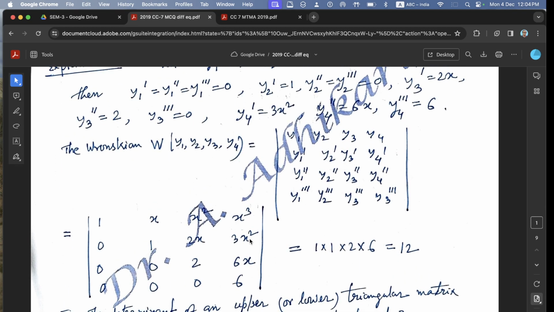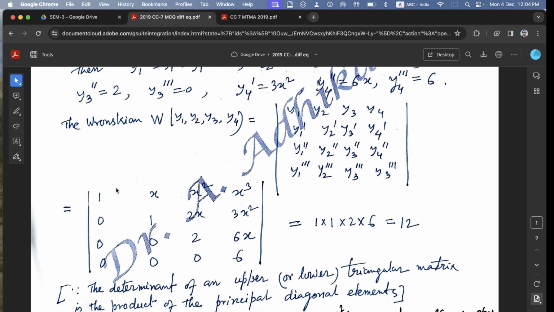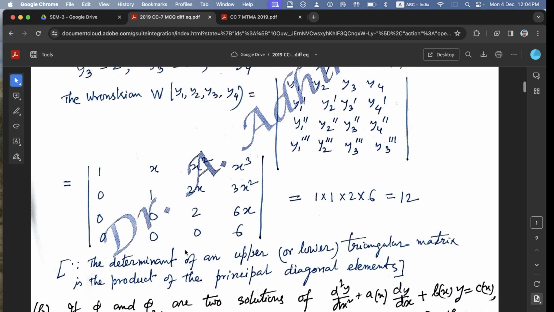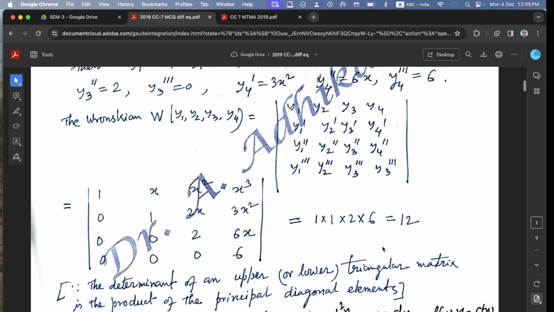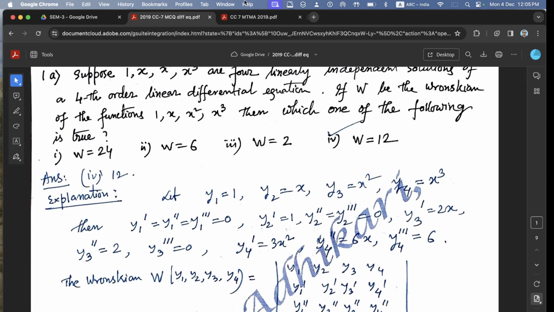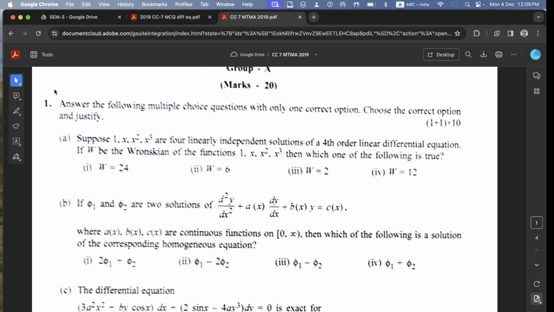So the value of the Wronskian after expanding: this is an upper triangular matrix determinant. The product of the principal diagonal elements is the value of the determinant. So this is equal to 12. The determinant of an upper triangular or lower triangular matrix is the product of the principal diagonal elements. So this is 12, so the correct option is 4.